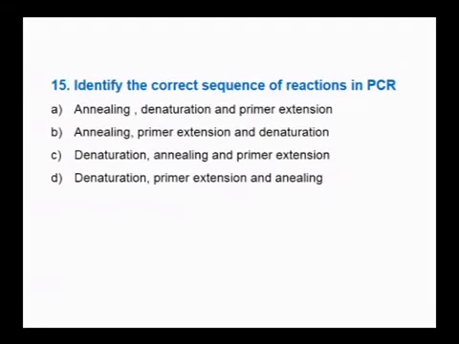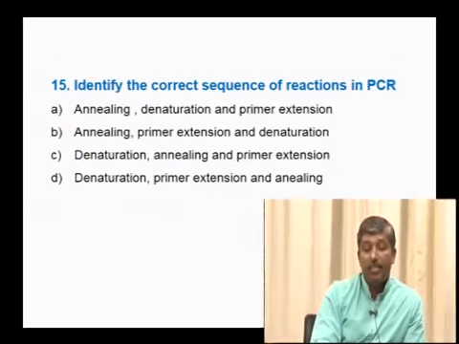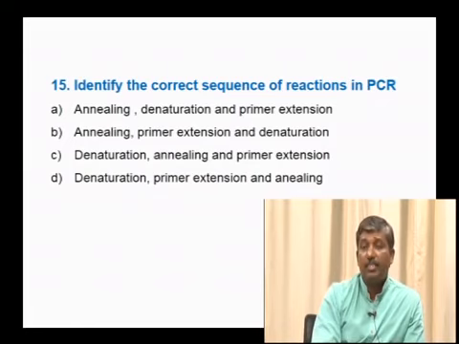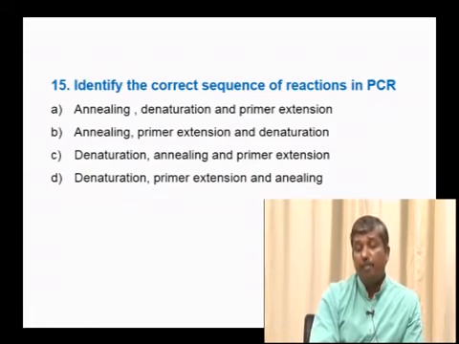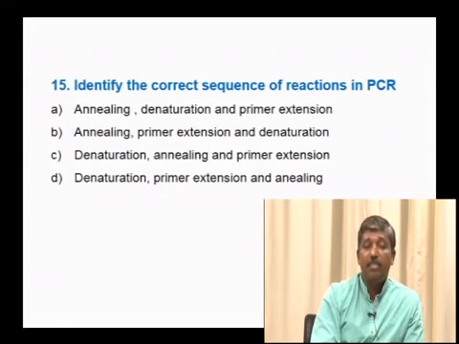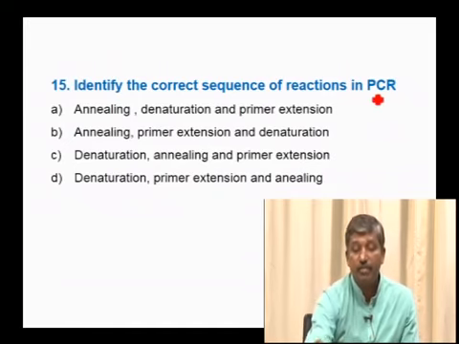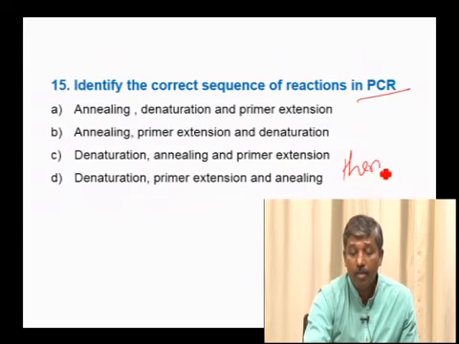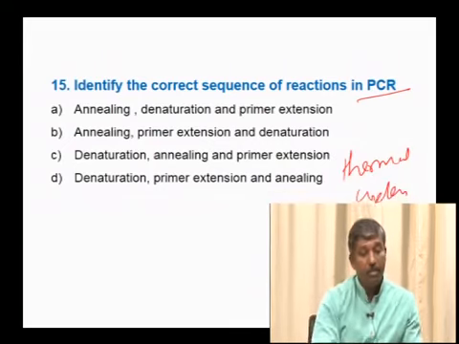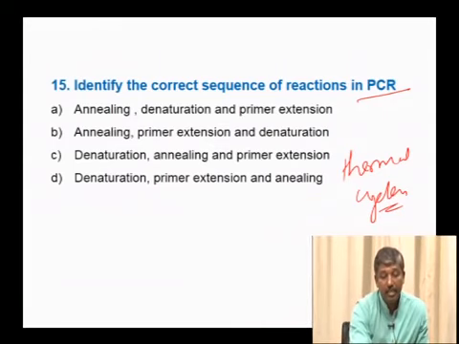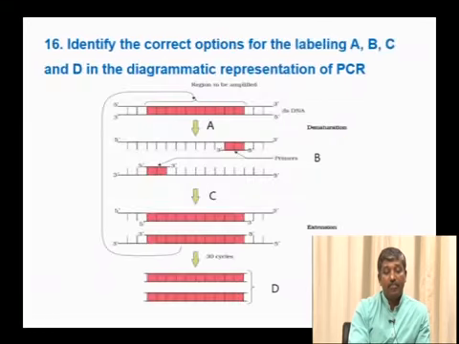Next, identify the correct sequence of reactions in polymerase chain reaction. Polymerase chain reaction is an in vitro amplification of DNA, which includes denaturation, annealing and primer extension, which is carried out at specific temperatures. Hence, this PCR machine is also known as a thermal cycler. Hence, denaturation, annealing and primer extension.